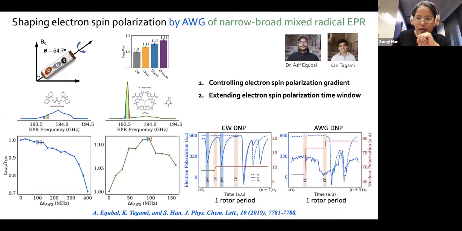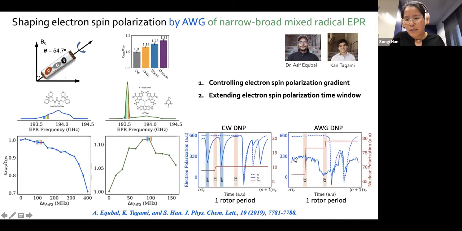A second aspect, which is a bit more delicate to explain, but a very important one, is the timing. Plotted here is a rotor period. This is a simulation done by Dr. Asif Equbal. In a rotor period, the excitation of the microwave transition and a cross effect event are separated in time. If you have a fast relaxing electron spin, between that time, the polarization will have decayed, the one that you were trying to hold down if you have CW, monochromatic CW radiation.